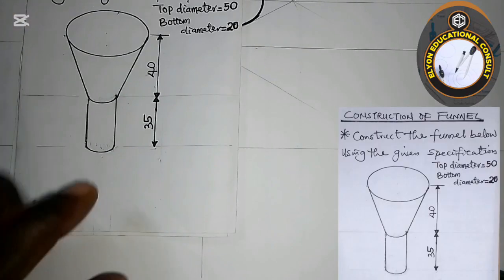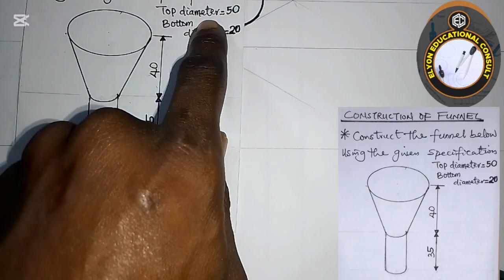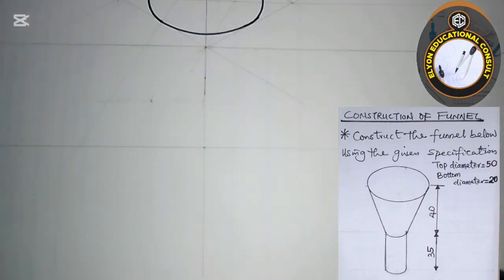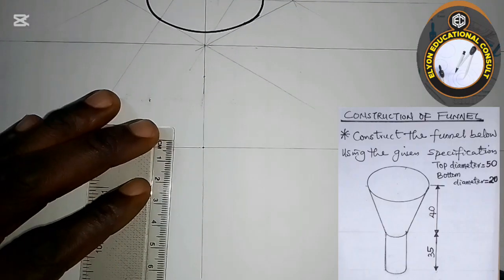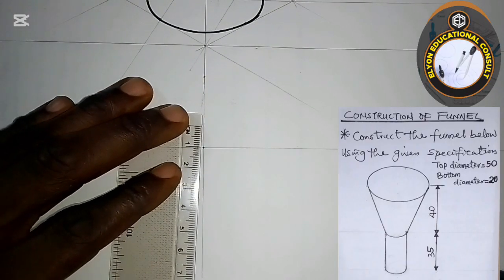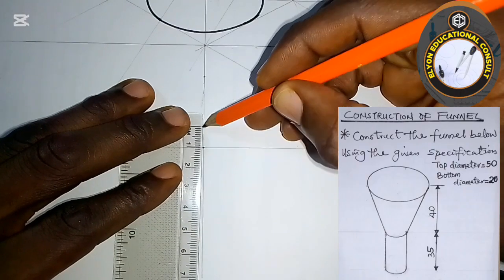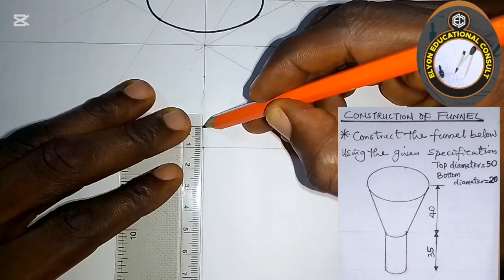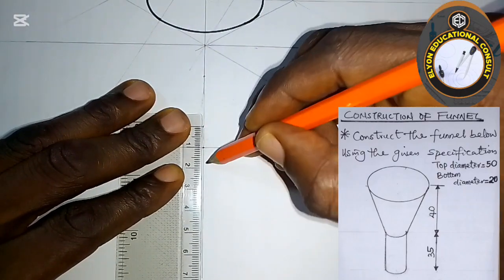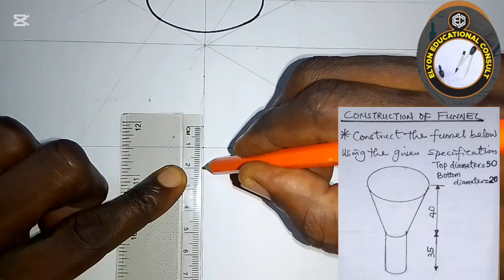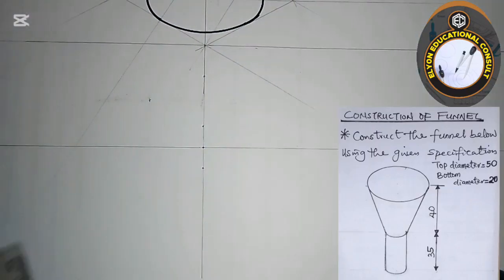So what I'm going to do, and we're given the diameter for the bottom part to be 20. So what I'm going to do now is this. I will just take that 20, so that will be 10 up this way, then 10 down, which is 20. I hope you can see this. Okay, so you have to be careful doing that.